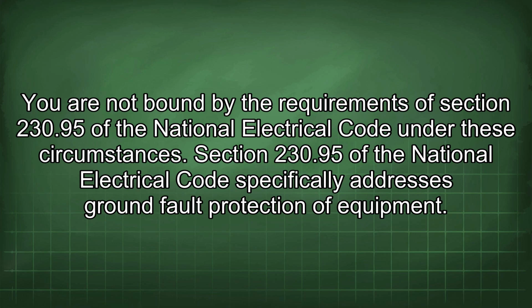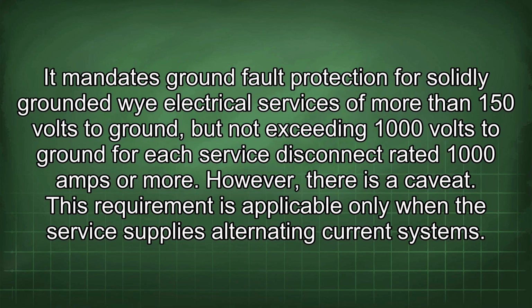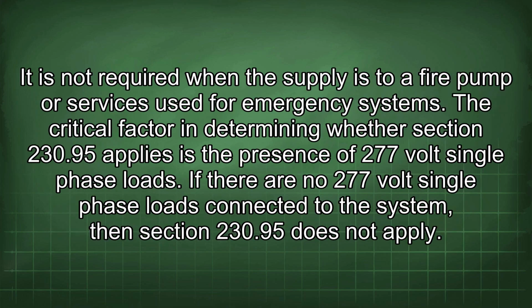Section 230.95 of the National Electrical Code specifically addresses ground fault protection of equipment. It mandates ground fault protection for solidly grounded Y electrical services of more than 150 volts to ground, but not exceeding 1000 volts to ground for each service disconnect rated 1000 amps or more. However, there is a caveat. This requirement is applicable only when the service supplies alternating current systems. It is not required when the supply is to a fire pump or services used for emergency systems.